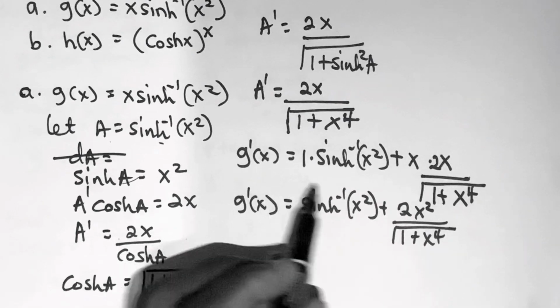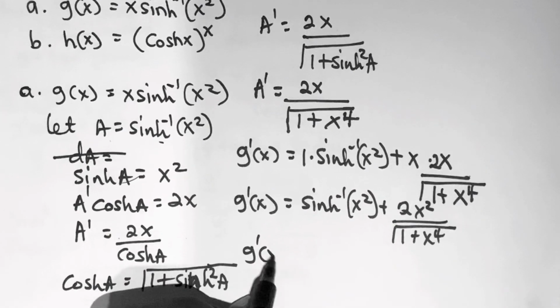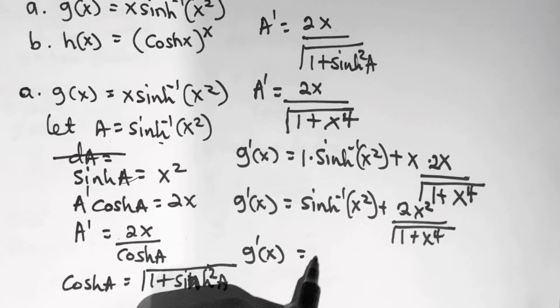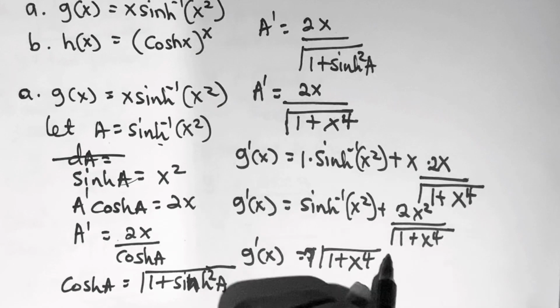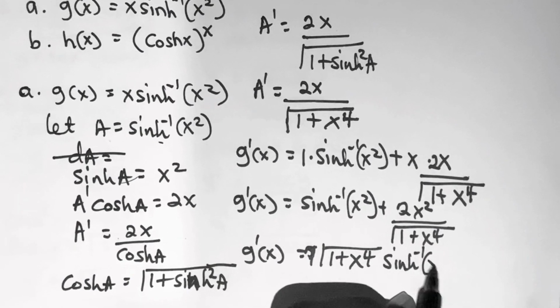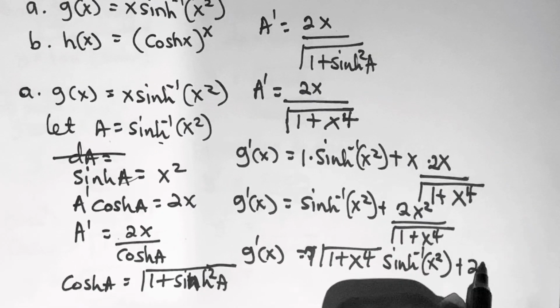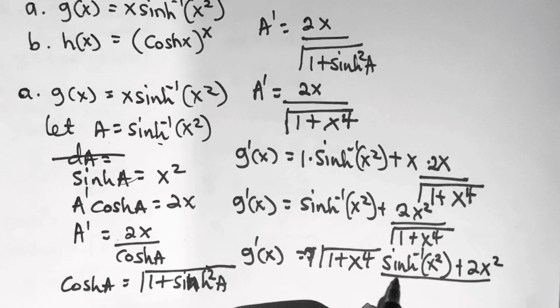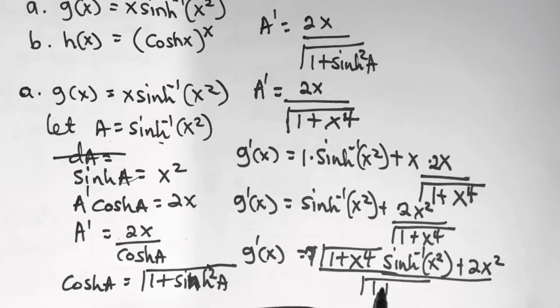So if we find the LCM, then we find out that g prime of x is equal to square root of 1 plus x exponent 4 times hyperbolic sine inverse of x squared, then plus 2x squared, all divided by square root of 1 plus x exponent 4.